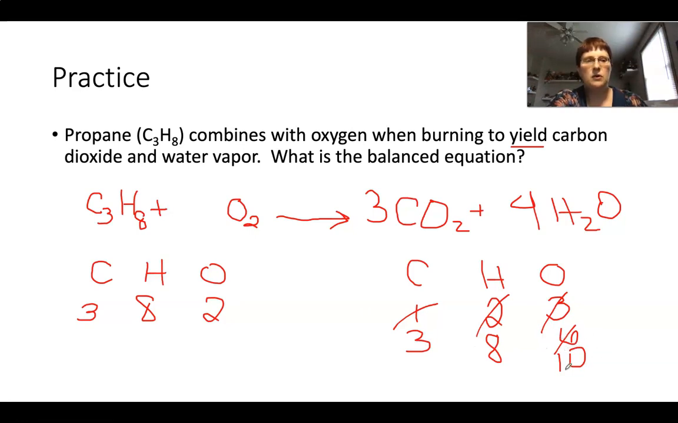So that means we've got more on this side. We have 10. So we need to do something to this one right here in order to balance it to get our number of 10. So we're going to put a 5 in front of this oxygen. 5 times 2 is going to give us our 10. All right. So the balanced equation here, remember this would be an assumed 1. So 1 propane plus 5 oxygen molecules is going to yield 3 carbon dioxides and 4 water molecules.